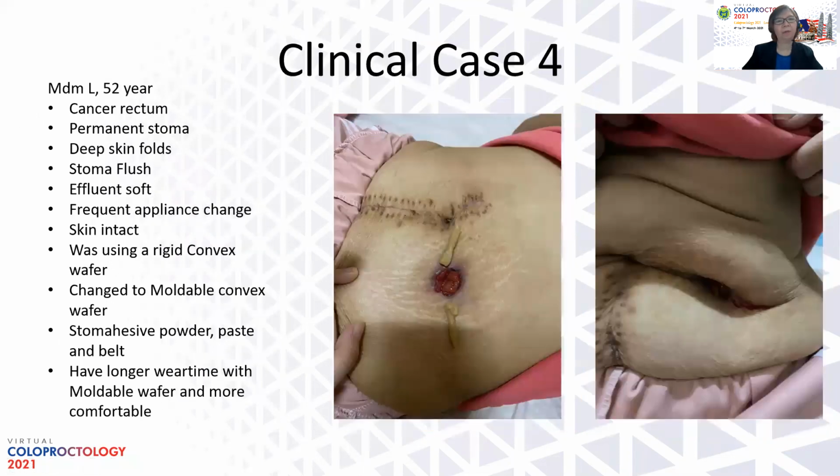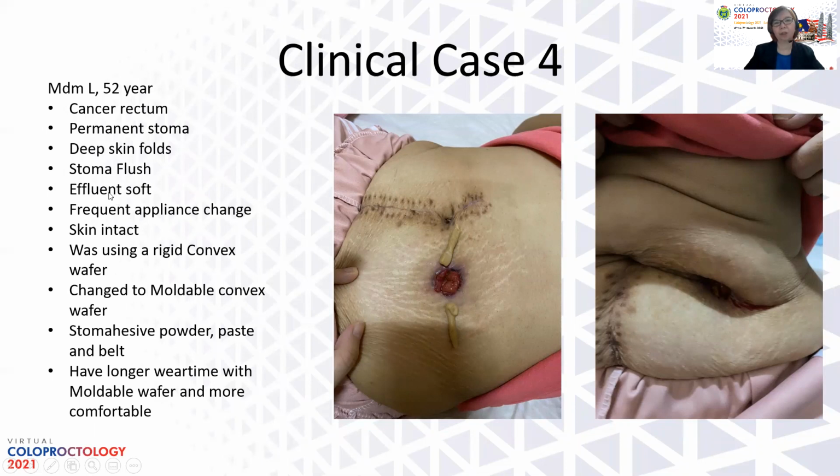Now, case number 4, this patient is Madam L, 52 years old. She has rectal cancer, and she has a permanent stoma. She has a deep skin fold here, and the stoma is flush. You can see this is the same level as the skin.